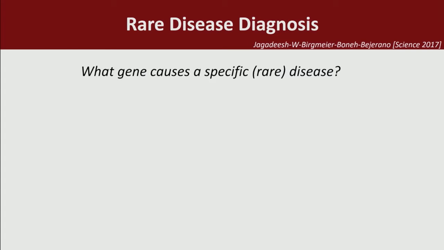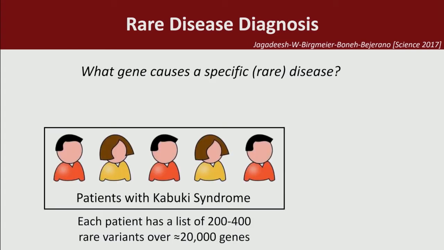The setup is roughly as follows. Suppose we have a group of patients who all happen to have a particular genetic disorder. For this talk, take as a concrete example the case of Kabuki syndrome. So we have a group of patients who all happen to have Kabuki syndrome. Now let me also provide a little bit of biology background.